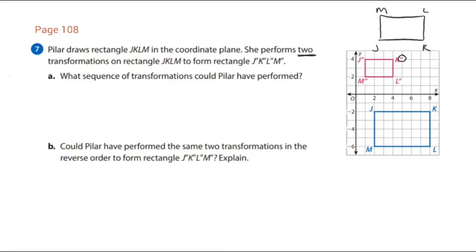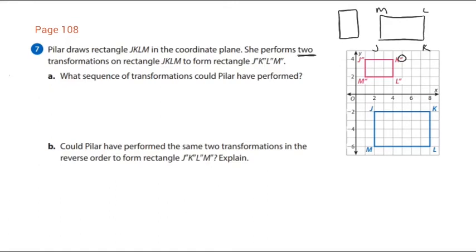If I were to do a rotation about this, then my orientation of the J, K, L, and M would change: my rectangle would be skinny on the bottom and tall up and down. So it's not a rotation and it's not a reflection. The only other thing I have is a translation, which will move it. So I try to rule things out.